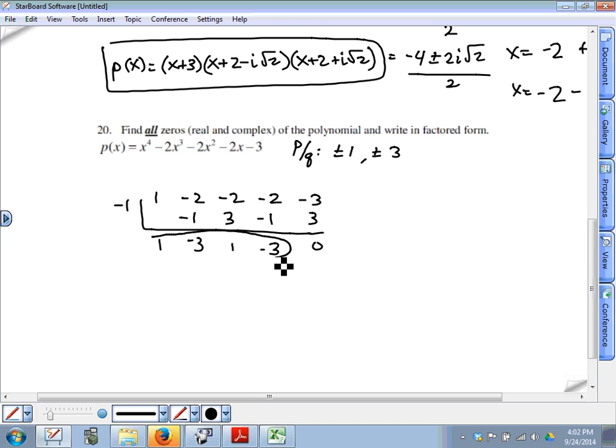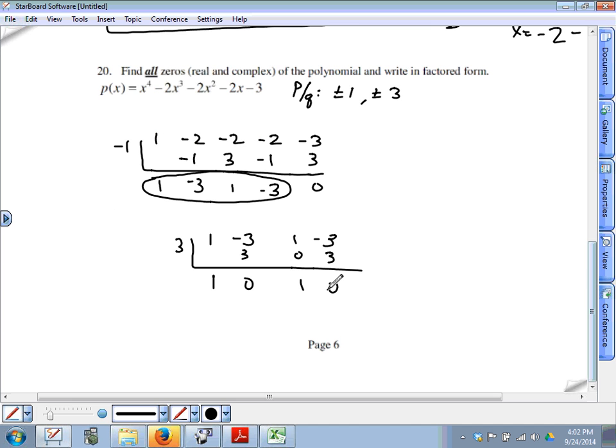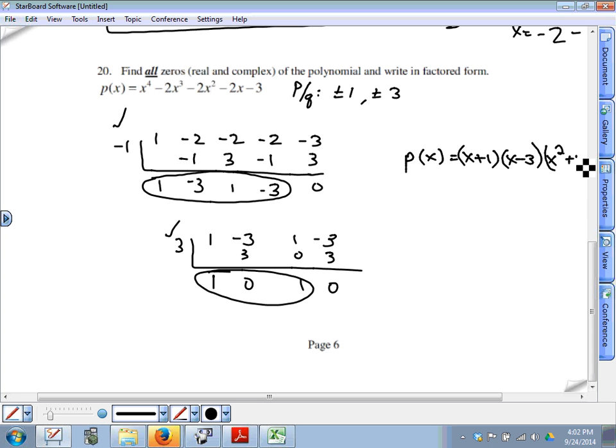And then using this, I'm going to find one more. It looks like 3 works, so I'm going to test 3. So we found 2 zeros, which is giving us 2 factors, plus this is our 3rd factor. So we have P of x equals x plus 1 times x minus 3 times x squared plus 1.